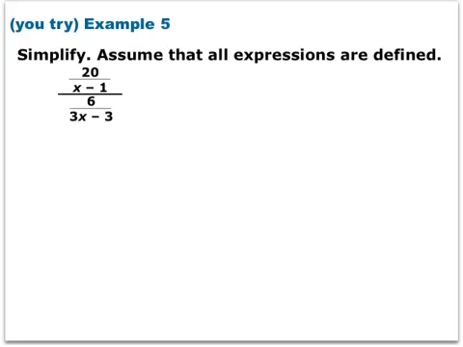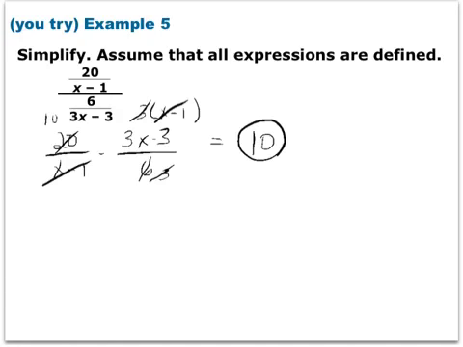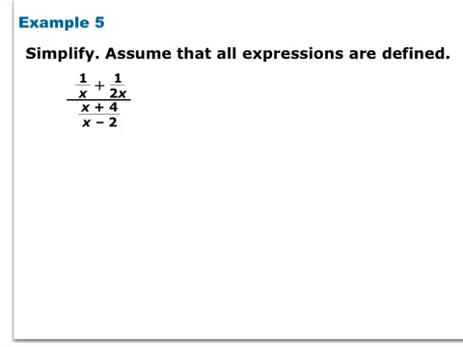Try another one. Another one that worked out pretty well. All I'm left with is a 10. Everything canceled out. Alright, let's try this one. 1 over x plus 1 over 2x times x minus 2 over x plus 4.